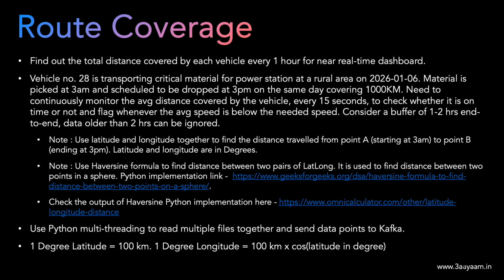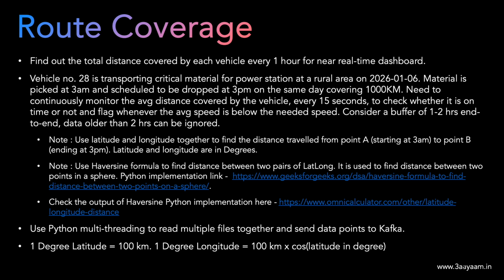And there are certain nodes, and these nodes are important to implement the use case. So it is not only a PySpark implementation, it is a complex Python implementation also. So it will give you an opportunity to practice Python code also. And there are three nodes. The first node says that you have to use latitude and longitude together to find the distance traveled from point number A to point number B, between 2 points.